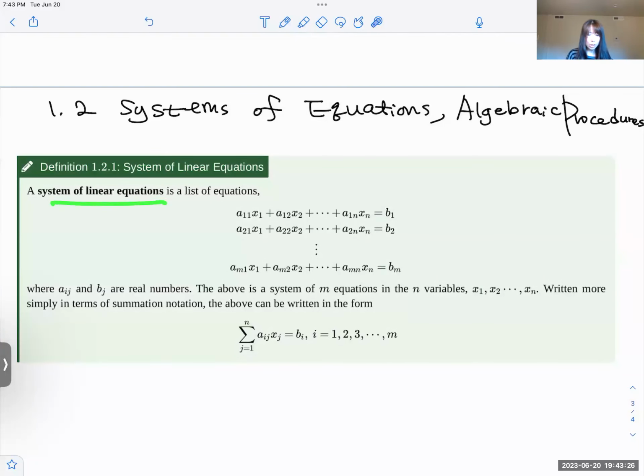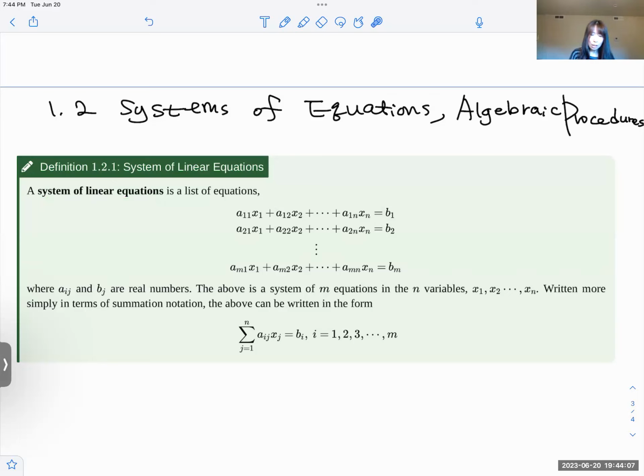A system of linear equations is a list of equations. It depends on how many dimensions, right? So x1, x2, instead of x, y, z, or w for four dimensions or more, we just use x1, x2, x3, x4, x5, okay? And on the other side, we have b1, b2. So we denote it this way. That is a system of linear equations.